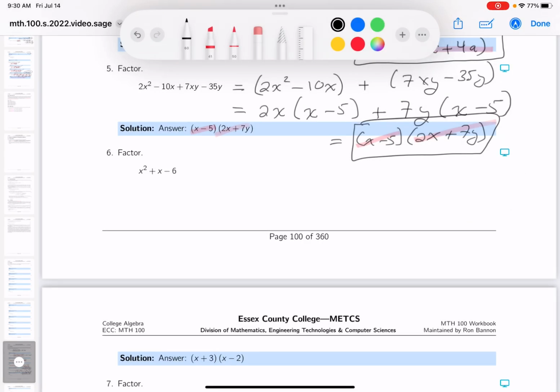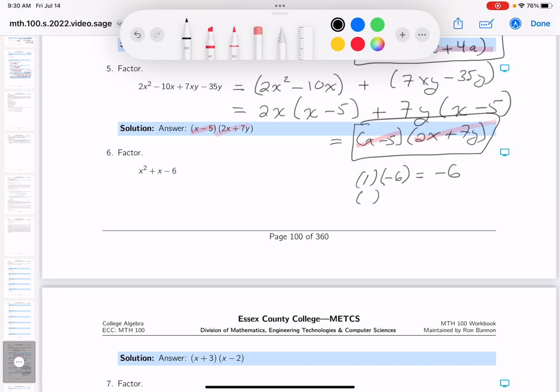Okay, I'm going to use the AC rule, and the AC rule means you're going to look at the coefficient of the square term, which is 1, and then the coefficient of the constant term, which is minus 6. And what do you get? You're going to get minus 6. Now what are you looking for?